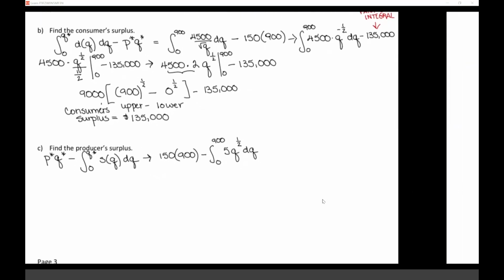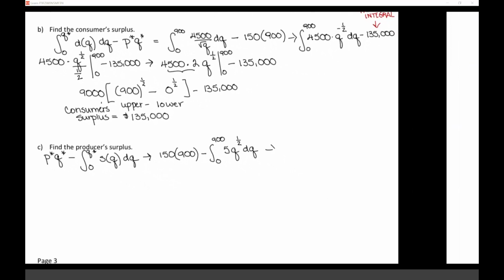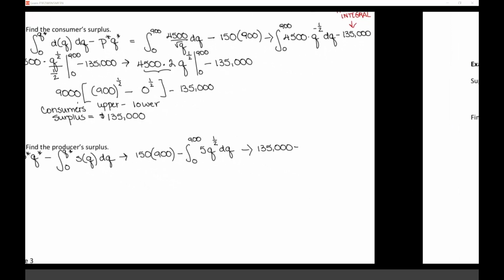Just to simplify things a little, I'm going to first have my 135,000 here, minus, and then my bounds on my integral. One thing I could do before I do the integration is pull through that 5 as a coefficient. And now all I'm integrating is Q to the 1/2 dQ.